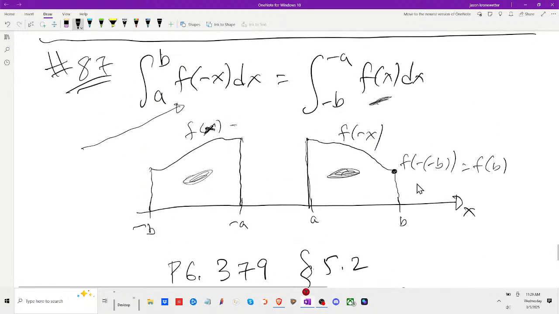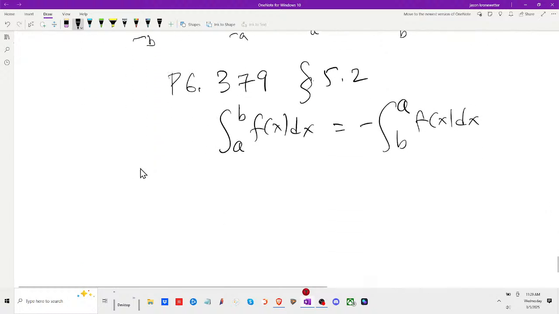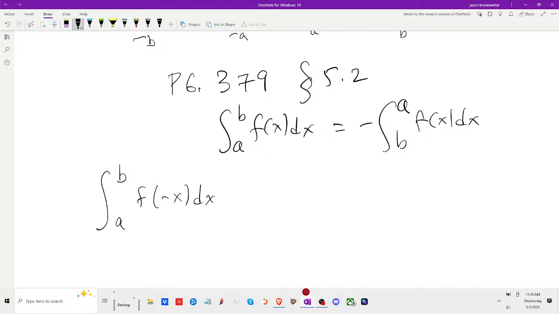So let's continue. I'm going to start with this integral here, and hopefully we'll arrive at that one. So the integral from a to b of f of negative x dx. What am I going to do? I'm going to do a u substitution. I'll do u equals negative x, then du equals negative dx.